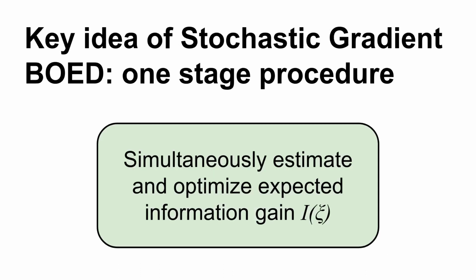The key idea of this stochastic gradient paper was to try and define a one-stage procedure. So to get away from that two-stage idea and try and simultaneously estimate and optimize this expected information gain. The idea would be that we wouldn't waste resources on unpromising regions, and we could share computation between nearby designs, and we could obtain something that scales to much larger design spaces. And that could be useful, for example, in batch design, where you want to simultaneously design this sort of high-dimensional batch.